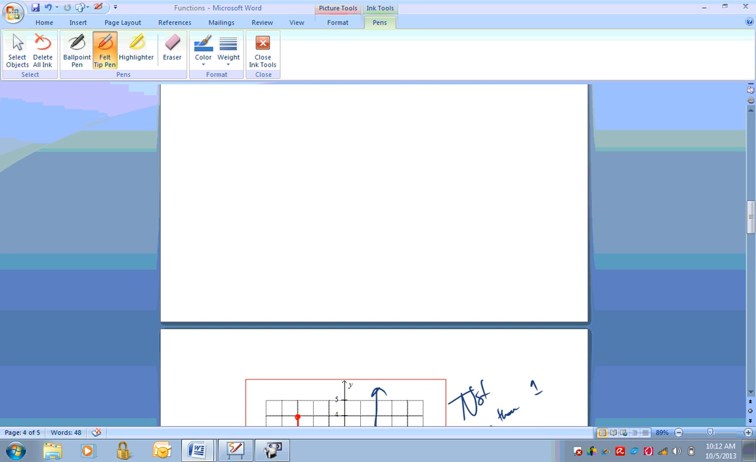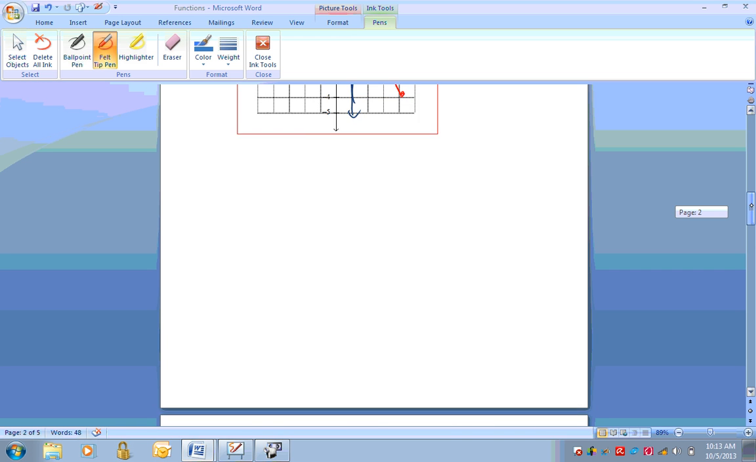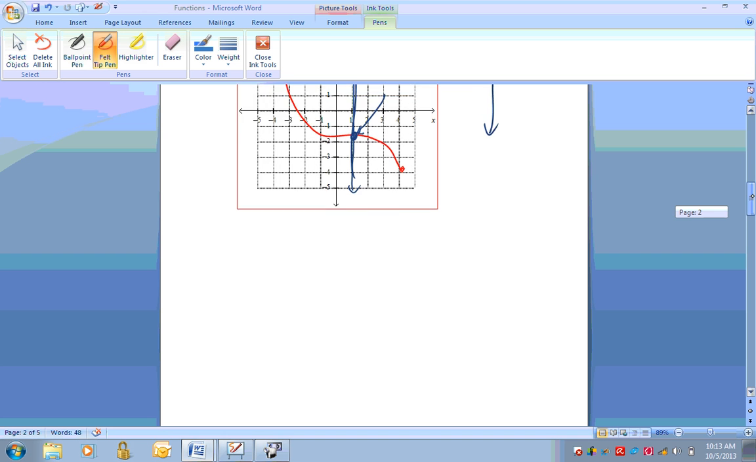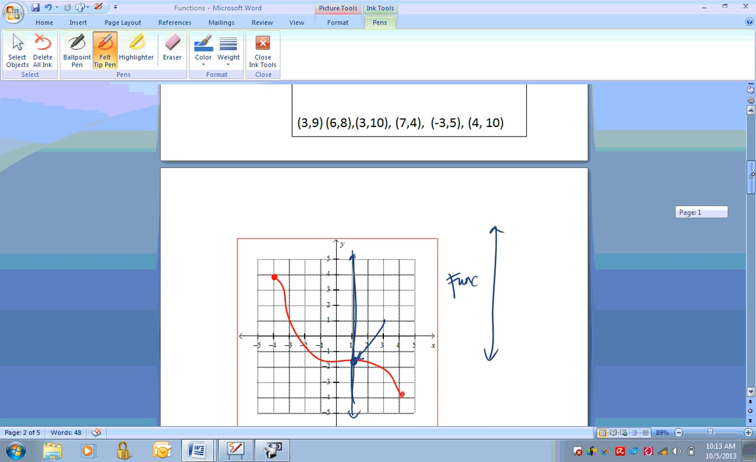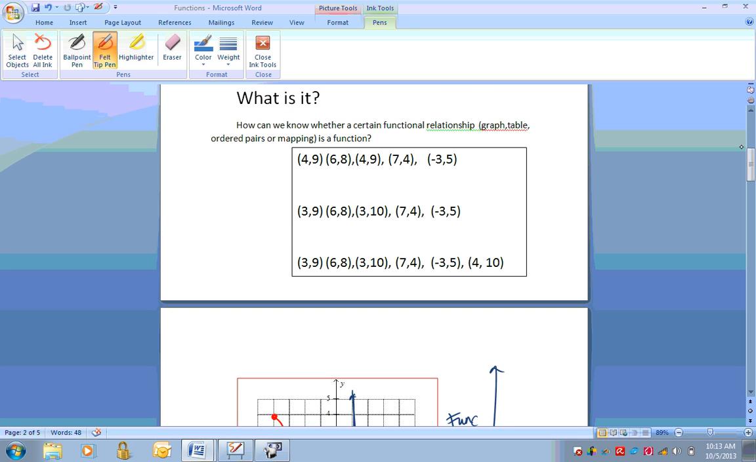As long as the x does not repeat, you should have a function. That's it. As long as x does not repeat, you should have a function. So let's try this one right here. I'll give you ordered pairs this time. So here are the steps that I need you to do.